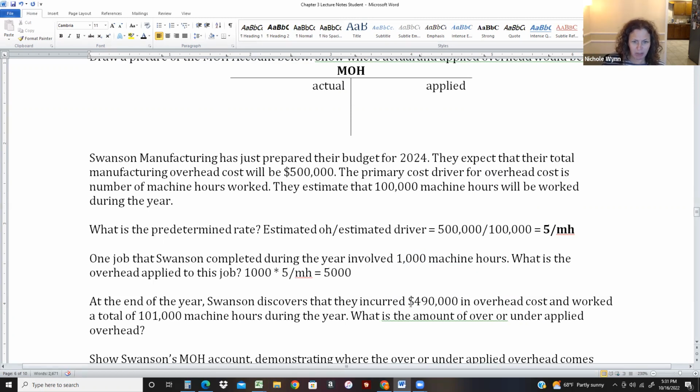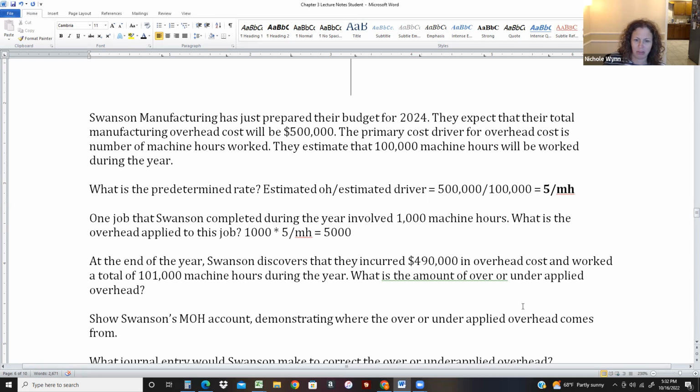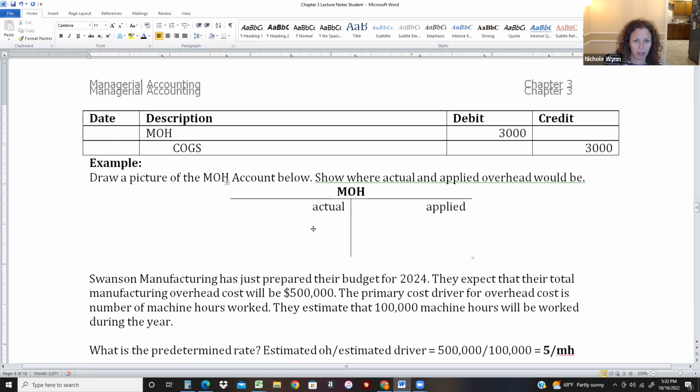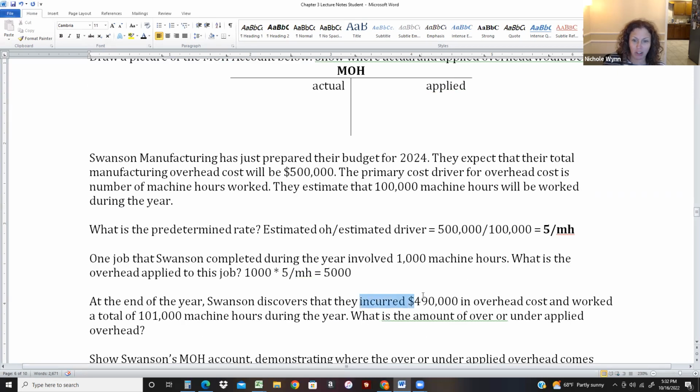At the end of the year, we discovered that we incurred 490,000 in overhead, and we worked a total of 101,000 hours. What is the amount of over or under? Then it says show the T account demonstrating the over or under, and then we're going to close it out to COGS. So it says that we incurred 490. Incurred means it actually happened. The word incurred freaks out accounting students. They're like, what is incurred? Does that mean actual? Does that mean applied? Incurred means it happened, that we actually incurred 490. So the actual is 490.